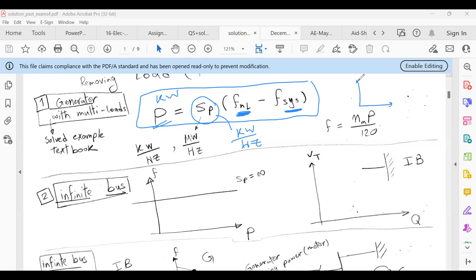And just to be more clear, this is your load, the P of your load. This is the frequency of the system here. We call it the system or operating frequency. And this one is the frequency no load. And this one is the straight line. Okay. This is the case where you have one generator with loads. And this is the case that we will solve as a solved problem in the textbook.